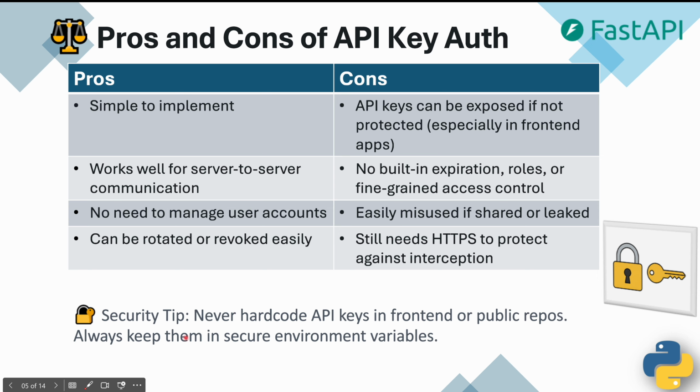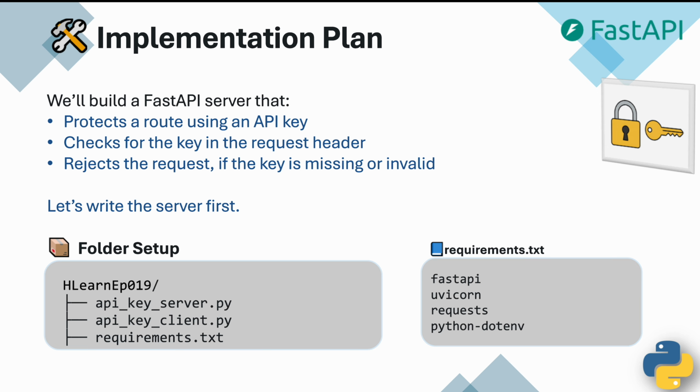Security tip: never hard code API keys in front end or public repos. Always keep them in secure environment variables. Implementation plan. We will build a FastAPI server that protects a route using an API key, checks for the key in the request header, and rejects the request if the key is missing or invalid. Let's try the server first.